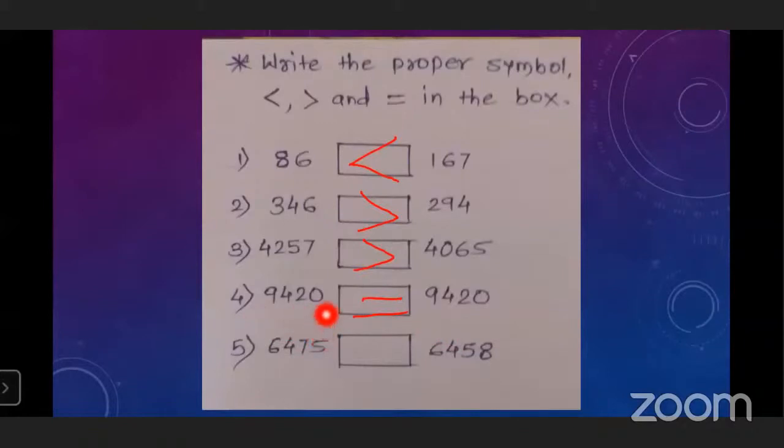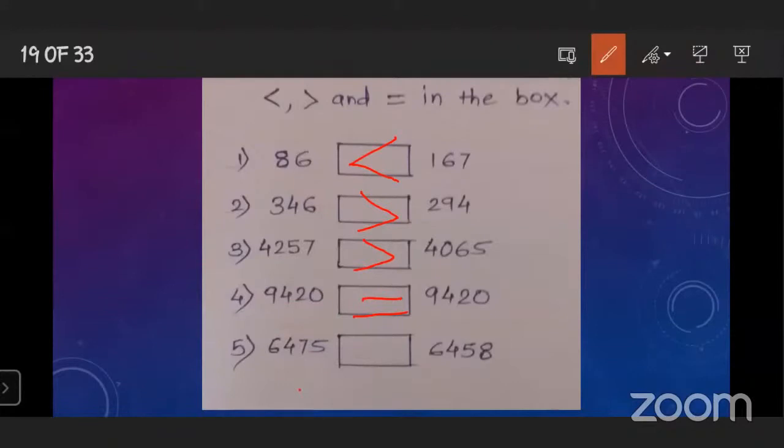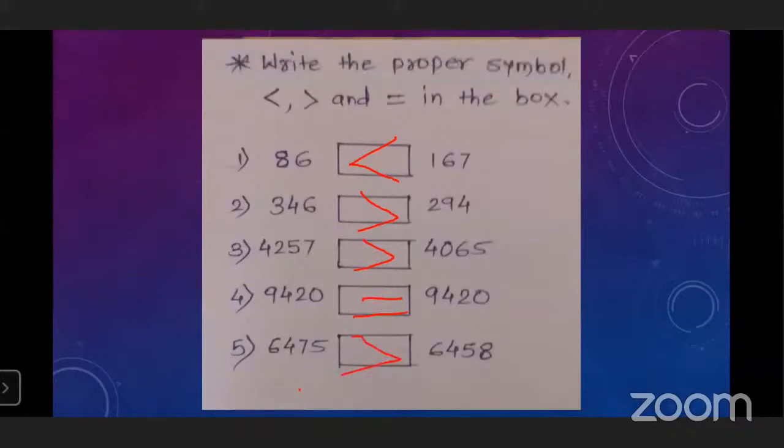Means when the left side number, or the first number, is bigger, that time which sign do we have to use? Greater sign. Yes, very good. Greater than. We have to use the greater than sign, and we can read it like this: 6475 is greater than 6458. Understood? Understood how to use the symbols or signs: greater than, smaller than, and is equal to. Okay? Yes, sir. I understood.